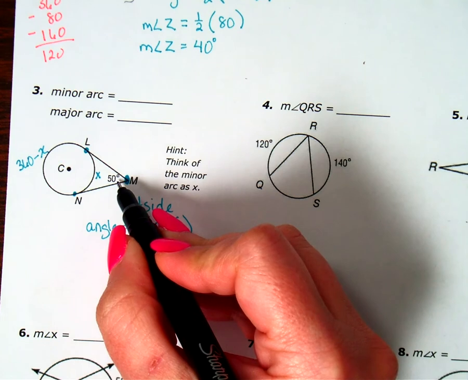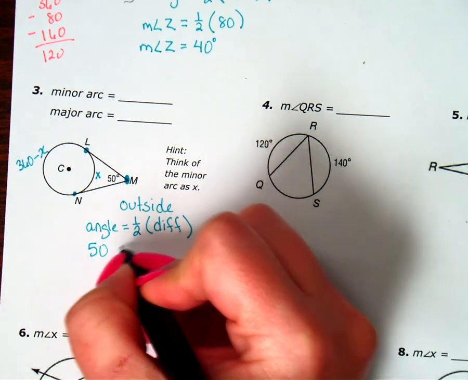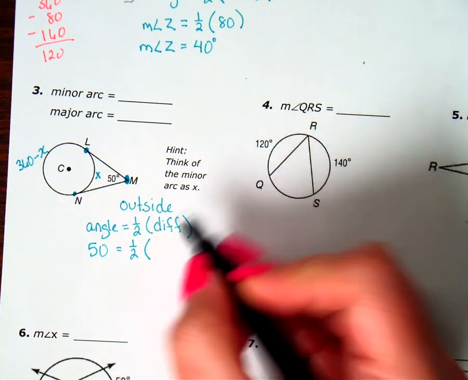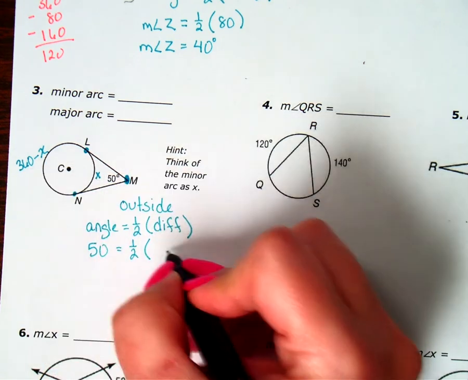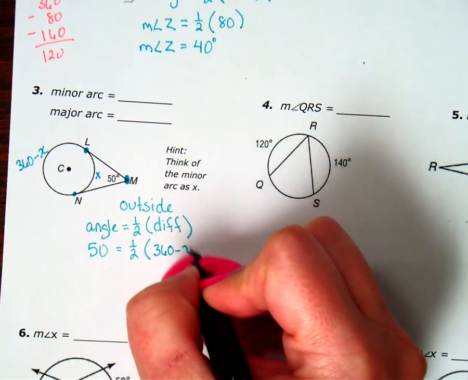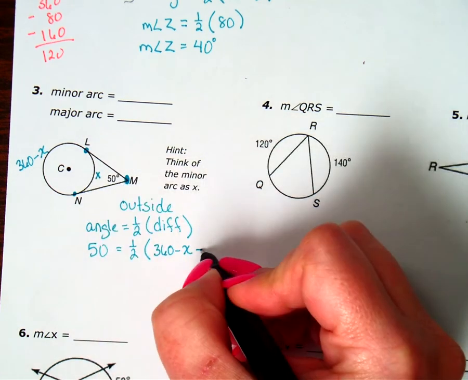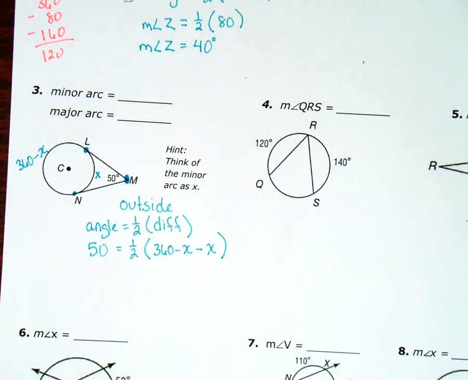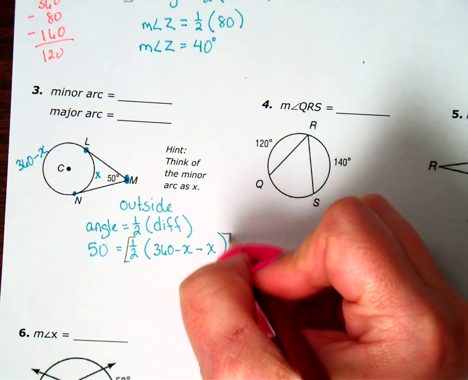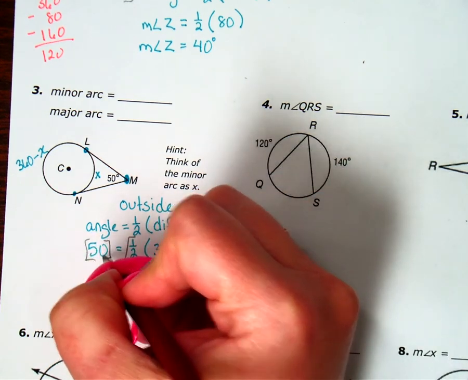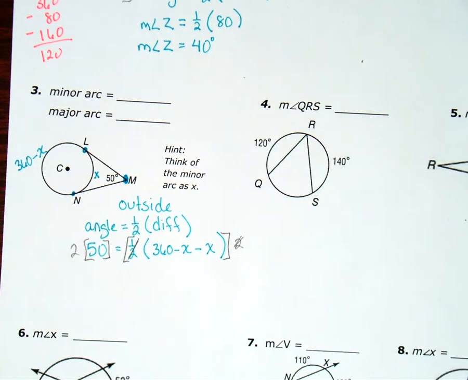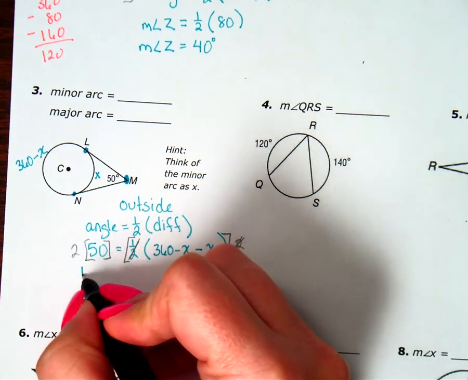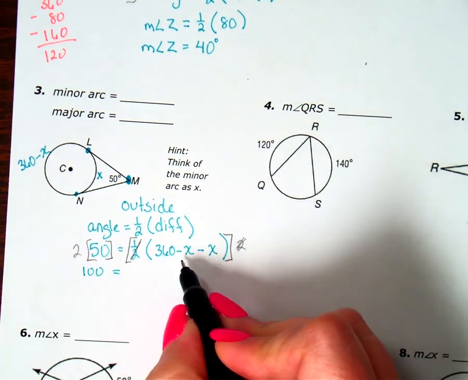So that angle I can see is 50 degrees. That is going to equal 1/2 the difference. And we always put the bigger arc in first. So my big arc, 360 minus X, minus the little arc, minus X. Okay? So again, the first thing I'm going to do is multiply both sides by 2 to get rid of that 1/2. When I do that, my 1/2 and my 2 cancel each other out, and I get 100 equals 360 minus X minus X.